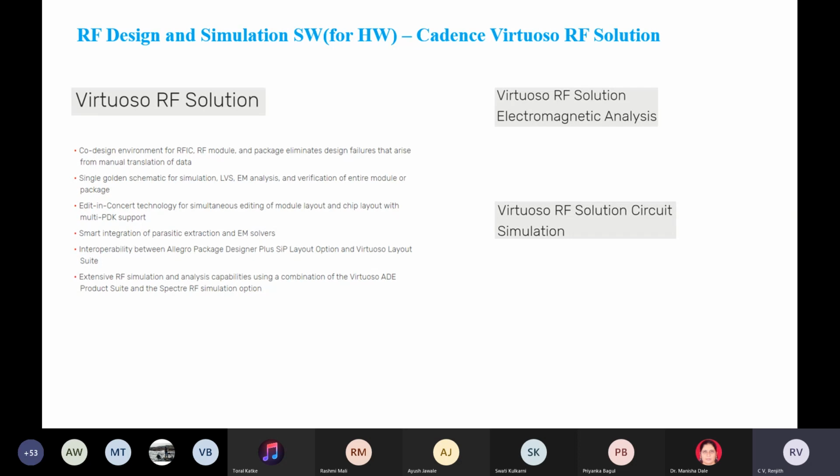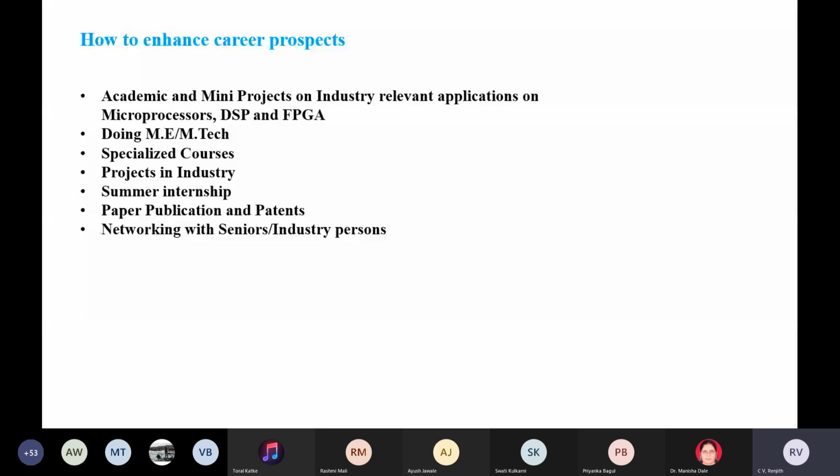You can get the evaluation version from their website, and there are tutorials available. So you can do self-learning actually. This is important for hardware engineers. Okay, so now I'll tell you how to enhance your career prospects. You need to do projects and mini projects on all the platforms like DSP processor and FPGA.